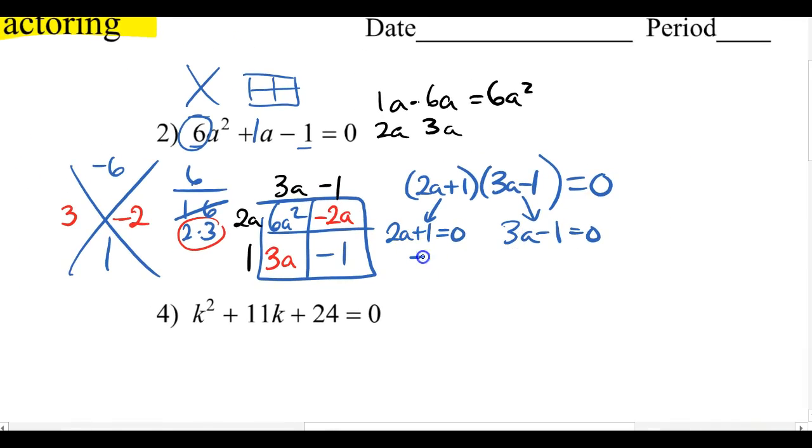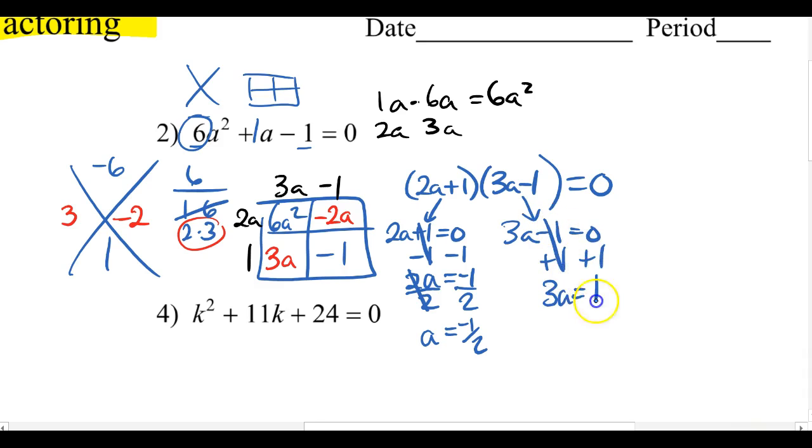Okay, so now subtract 1 here, 2a equals -1. Divide both sides by 2, and I get a equals -1/2. And then here, I'd have to add 1, because that's a negative, and then that's 3a equals 1. Divide by 3, and then a equals 1/3. So our answers are -1/2, comma 1/3.